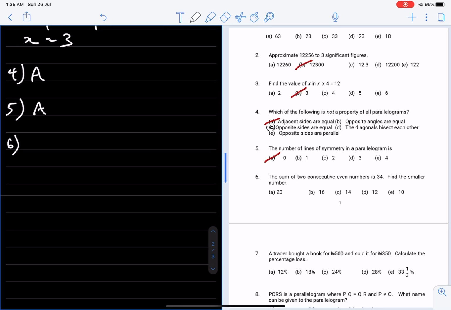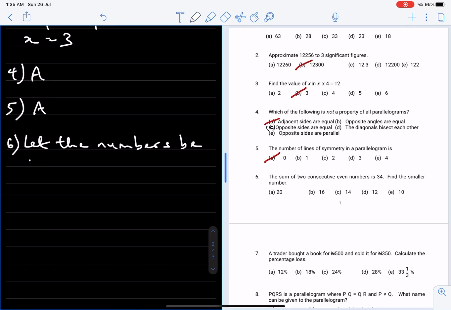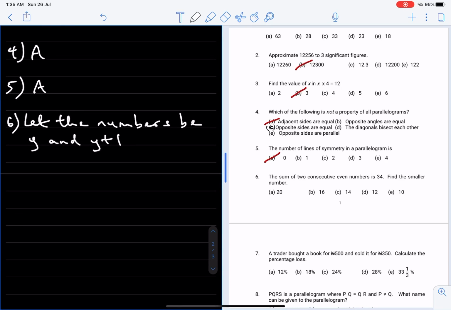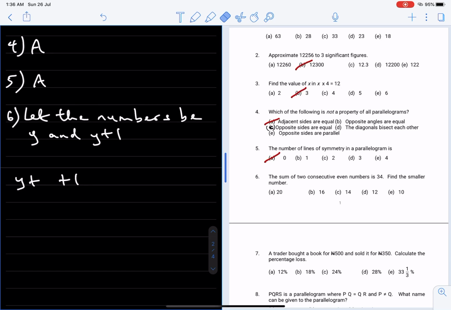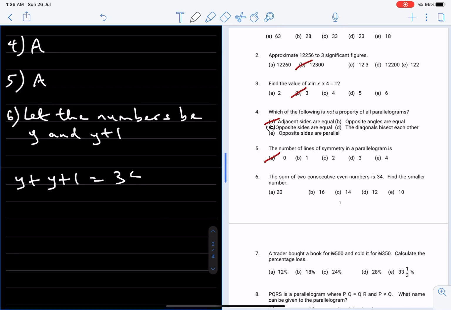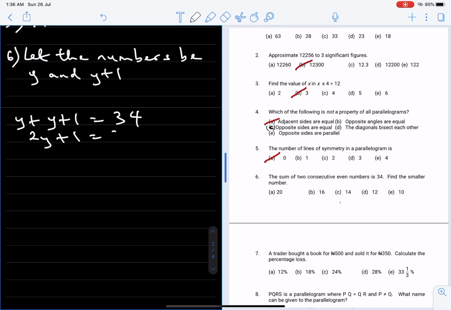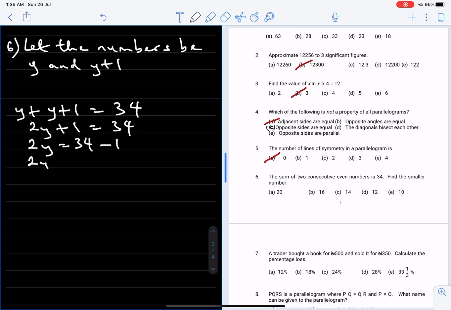Number 6 says the sum of two consecutive numbers is 34. Find the smaller number. Let the numbers be Y and Y plus 1. If they are consecutive, that means the bigger one is 1 more than the small one. Now their sum means 2Y plus 1, and it's given as 34. That simply means 2Y equals 34 minus 1, and that means 2Y equals 33. Oh, what was I doing?